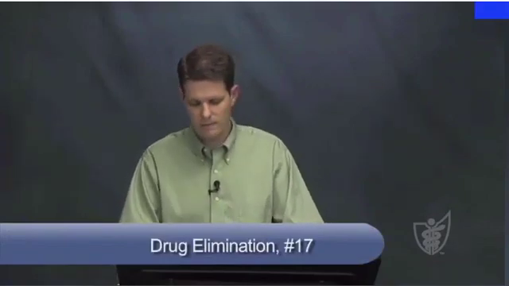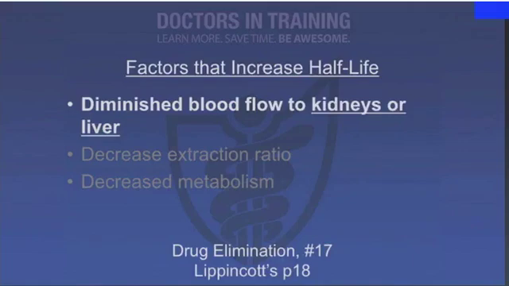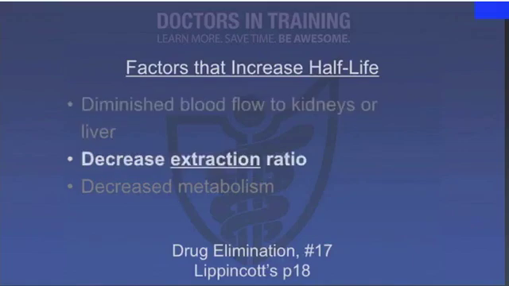There are a lot of different clinical situations that affect half-life. If you have increased half-life or slower clearance of a drug, that might be from diminished blood flow to the kidneys or liver. It might be from decreased extraction ratio, such as from renal disease, where you're not able to extract as much of the drug. It might be because of liver disease, where you have decreased metabolism. Because remember, if you can't perform those biotransformation reactions on the drug, the kidneys can't hold on to those hydrophilic drugs. So liver disease or kidney disease or diminished blood flow can all increase the half-life and slow the clearance of the drug.